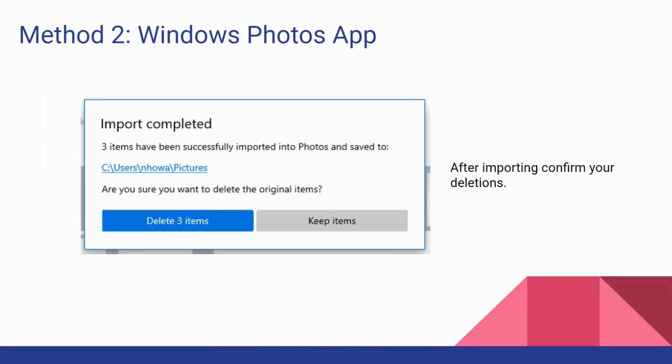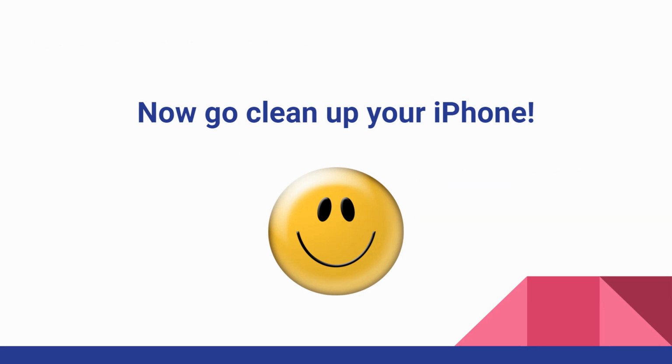When the import process is completed, you can click on the blue button to confirm the file deletions if you selected that option earlier. Your photos should now be on your desktop or in the folder you selected when you launched the import process. That's 2 ways to copy or move photos and video files from your iPhone to your computer.